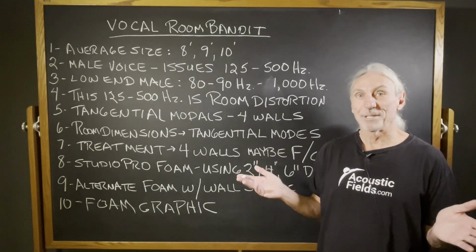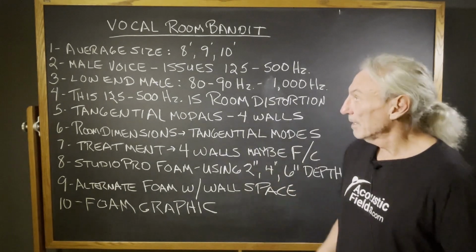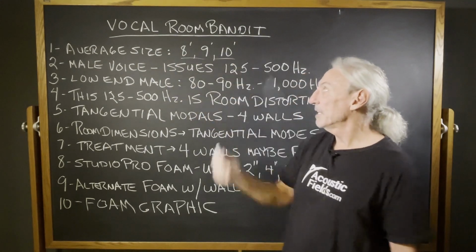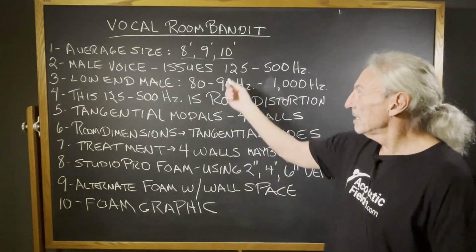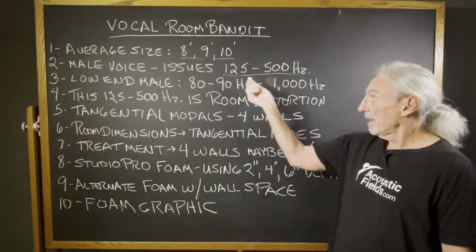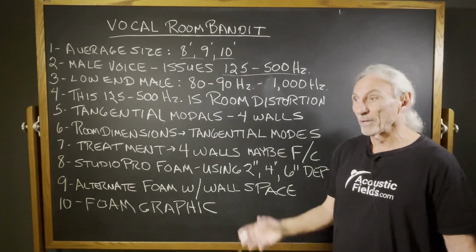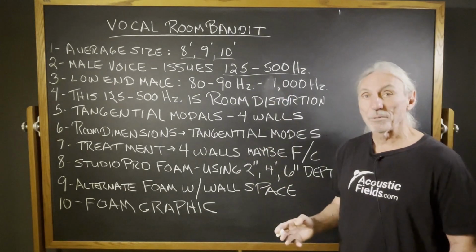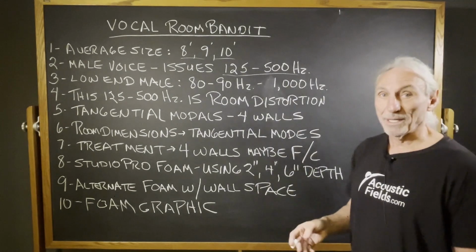I mean, probably 60, 70 calls over the last couple of years with vocal booths. And they're all having these, well, here are their sizes, 8, 9, 10 foot. Seems to be about the average size. And almost without exception, they're having problems in that 125 to 500 cycle range. And we all know that work with music, that's a very critical range for voice.